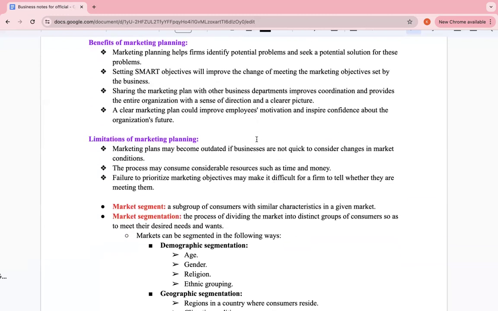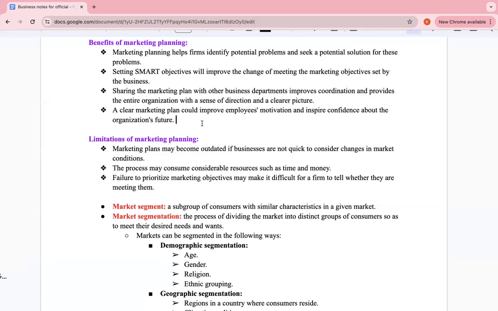So, benefits of marketing planning. Marketing planning helps firms identify potential problems and seek potential solutions for these problems. Okay, so basically, it helps them identify the problems in order to become better, because the whole goal of the business is to improve in order to gain customers and gain customer loyalty and show their customers that they are working on themselves, improving. Setting SMART objectives like the ones we just mentioned will improve the chance of meeting the marketing objectives set by the business.